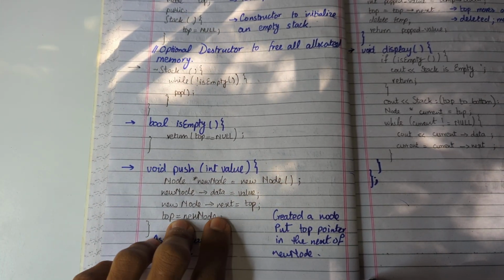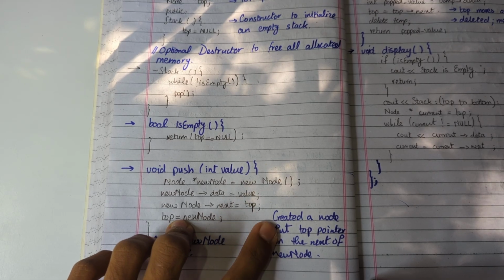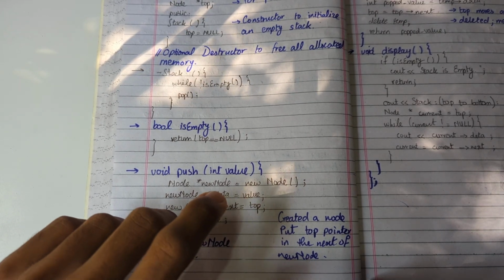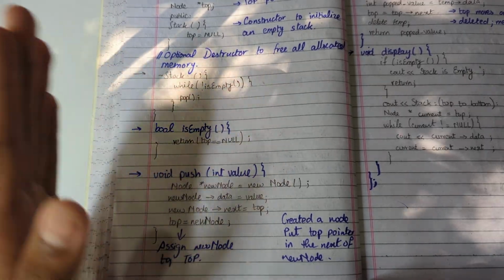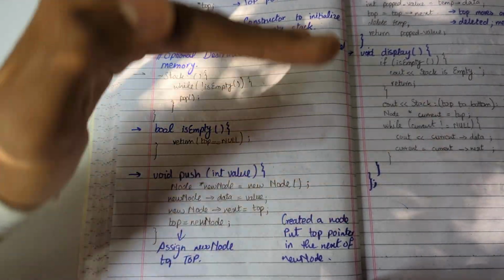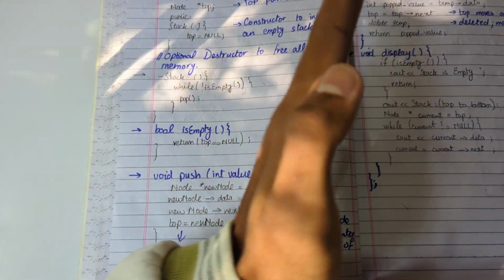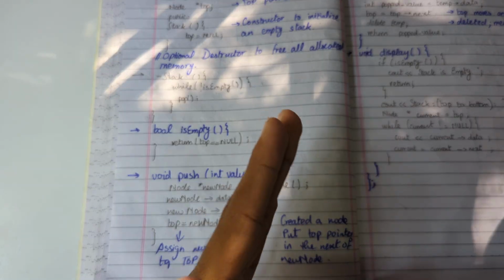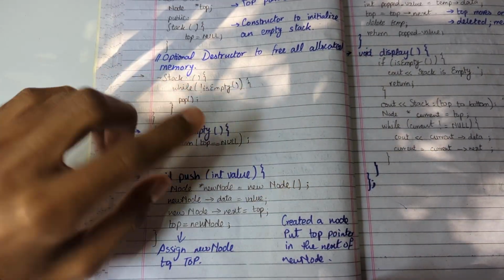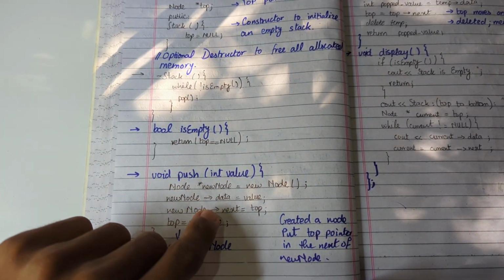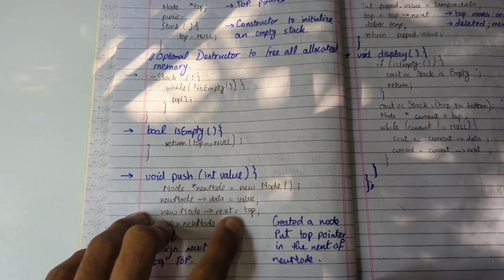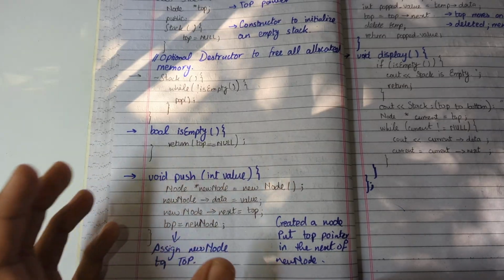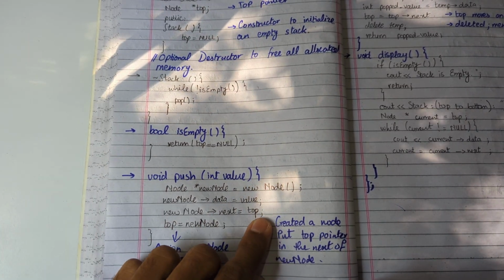Next, we have new node next is equal to top. Once we're pushing an element, as we know, an element is always inserted at the first of the stack, meaning at the top of the stack. So once we push data in a stack, once we've inserted the new node, the new node's next pointer is going to be pointing to the top.